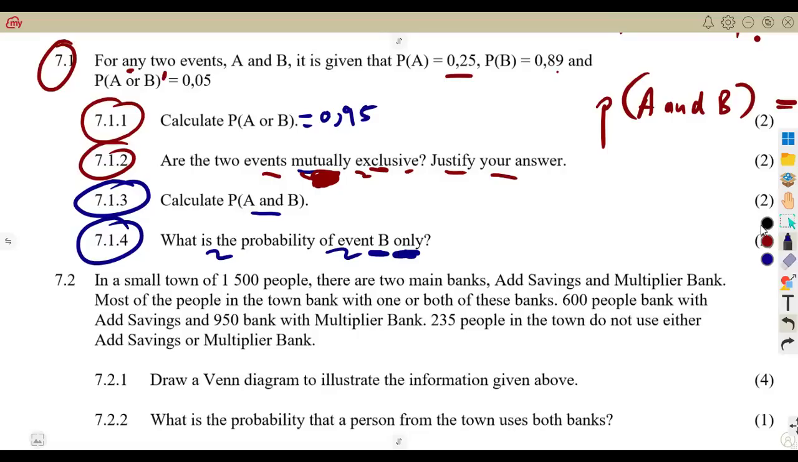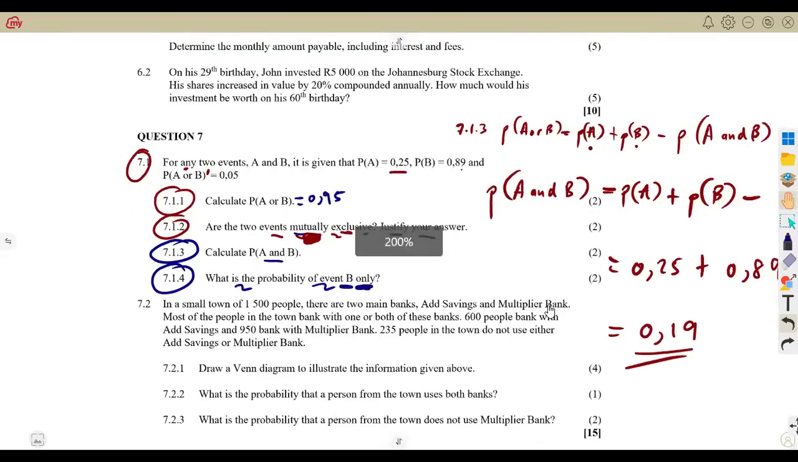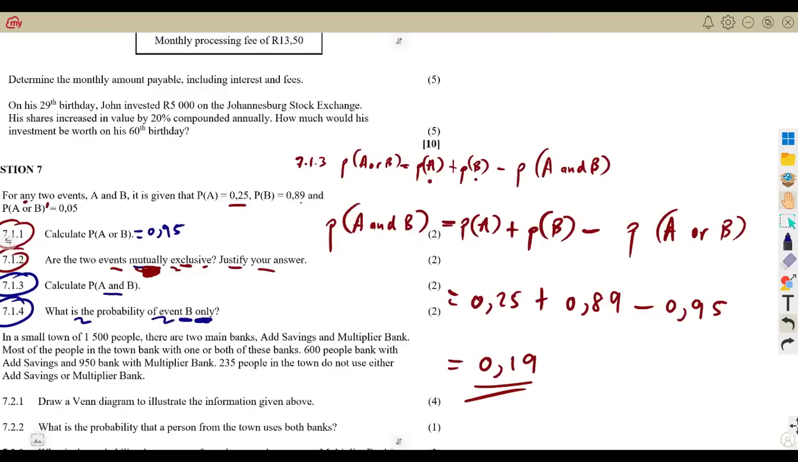What is in B only? How do you find the probability of what is in B? Remember, these sets are not mutually exclusive. So they are inclusive events like this, where there is an intersection. Remember, this is A and B. This is A, this is B. So this is your A and B, this one. A and what? And B.